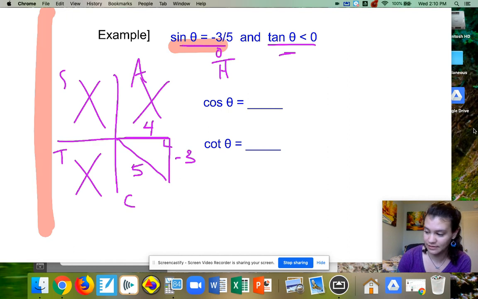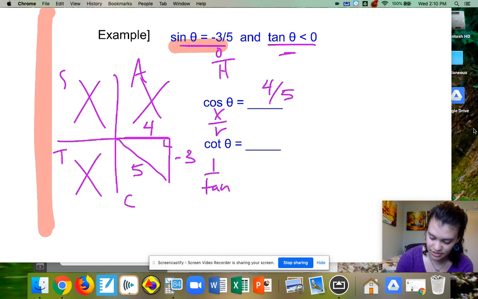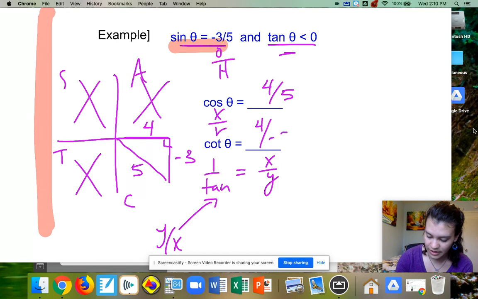So then cosine is x over r. So x is 4, r is 5, you get 4/5. And then cotangent is 1 over tangent. So if tangent is y over x, cotangent is going to be x over y. So you get 4 over -3, or -4/3.